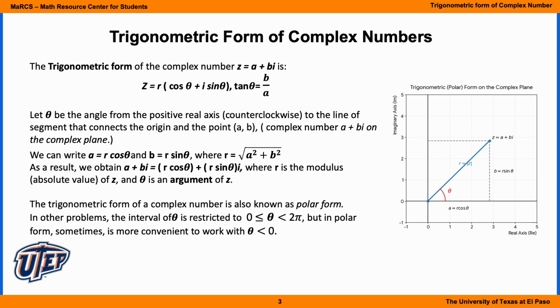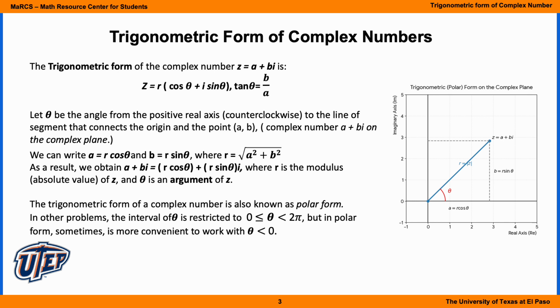The trigonometric form for the complex number z is given by this formula right here. The x, or the horizontal portion, the real portion, is equal to r times cosine of theta, and the imaginary portion is equal to r times sine of theta. So our complex number z, a plus bi, is equal to r times cosine of theta plus i times sine of theta. And then we have tangent of theta is equal to b divided by a, so the imaginary portion divided by the real portion.